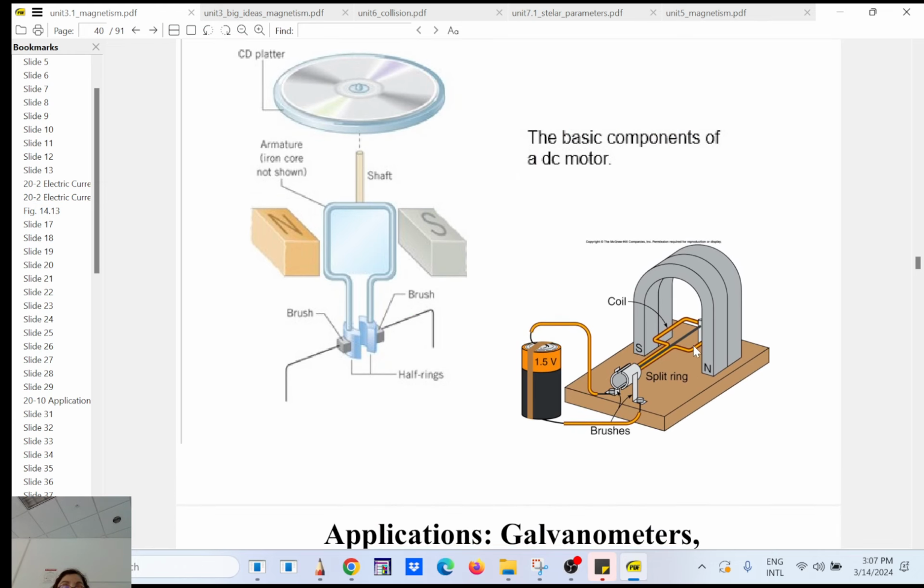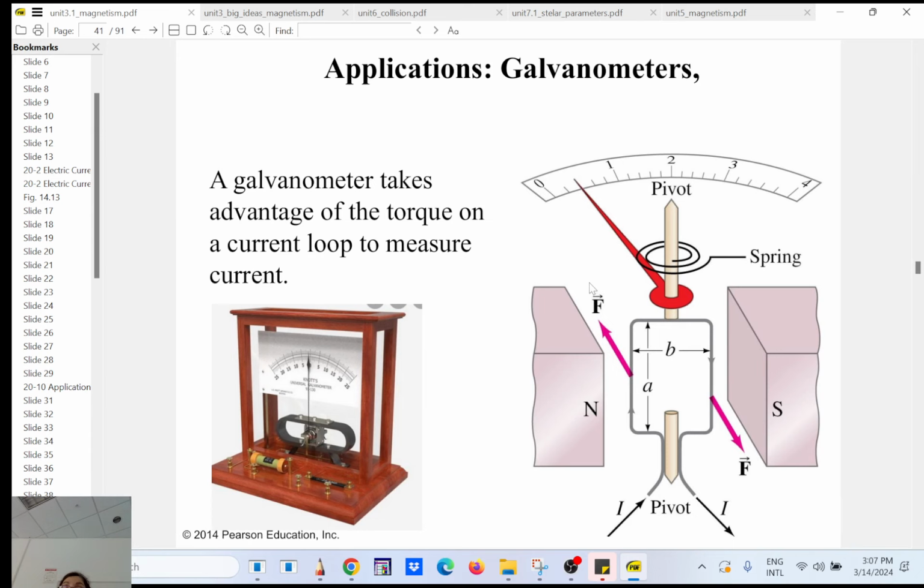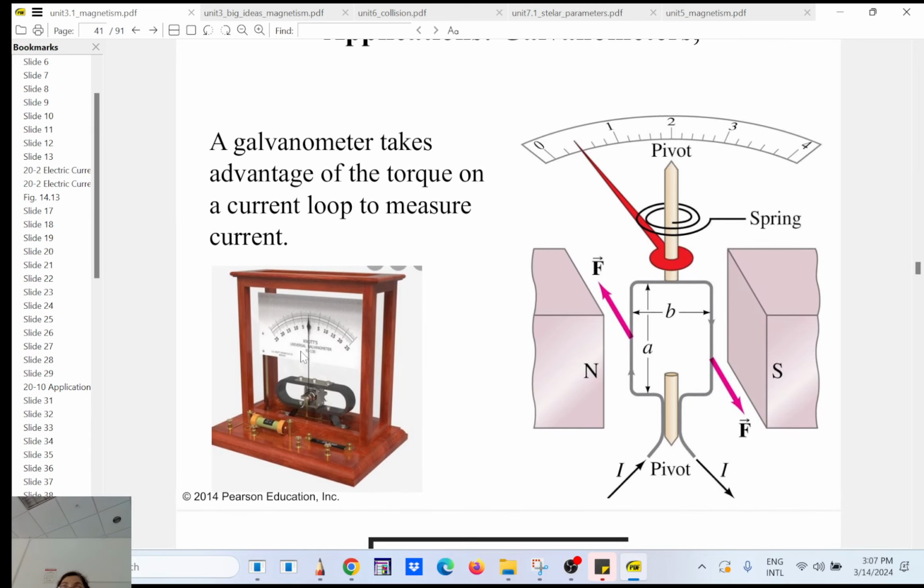Okay, so again, you need a loop of current, you need a magnetic field, and you will have a torque applied. At some point, the contact will be lost, so it will keep spinning. A lot of application, that's where the very old galvanometers were used to measure the current. You see inside those machines, you have a loop. You can see the loop here, and it will be twisted. The amount of twist will be proportional to the current, so you can calibrate it to measure the current.